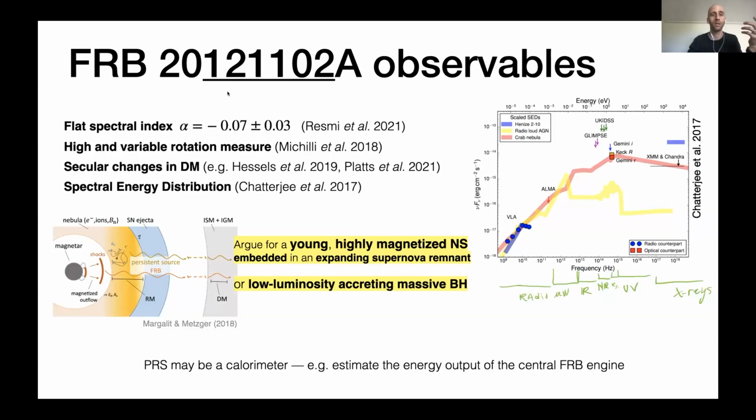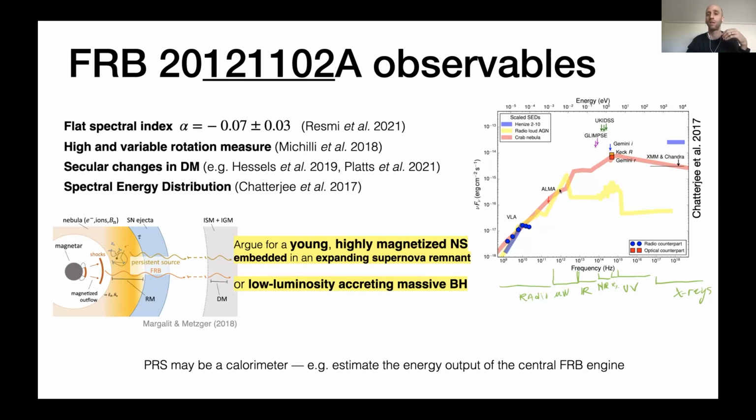And further properties of the source, such as the fact that the spectral index is almost flat. So if we look at it at various frequencies, we see that we get almost the same flux, essentially. There's also a high variable rotation measure of the polarization of the light. There's been secular changes that's been measured for the dispersion measure. So the total amount of electrons that's been visited by this pulse, essentially. And the spectral energy distribution that you can see here. So how much light you get at various frequencies, going from radio to X-rays.